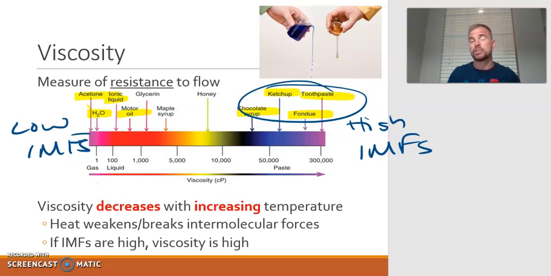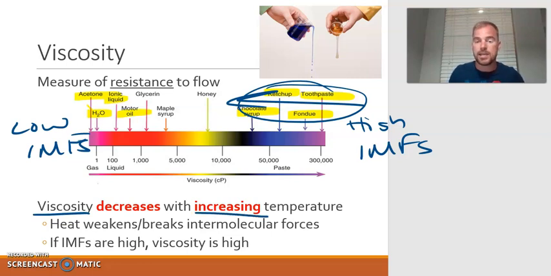Now, you can actually decrease viscosity. You can make a substance flow easier by increasing temperature. Because what increasing temperature is going to do is make those particles move faster. And if they move faster, the particles are able to overcome the intermolecular forces. The intermolecular forces will be weakened.